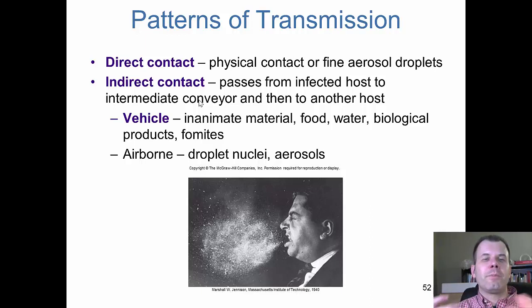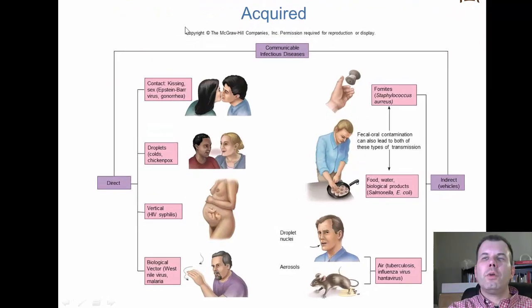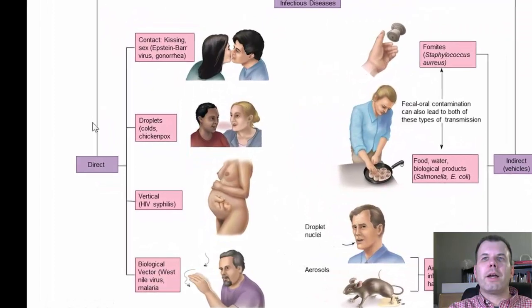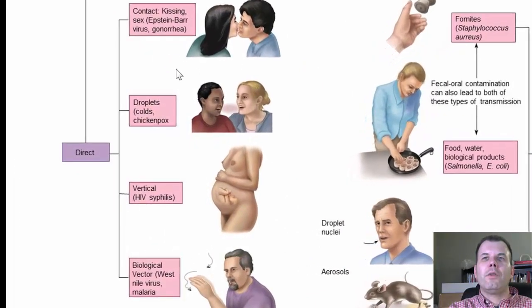So typically, it's direct if you have person to person breathing on one another, you get the direct or physical contact. Indirect is when it passes from the infected host indirectly. So again, touching something and then another person comes along, touches it, and then touches their face. Okay, those are indirect contact that way. Okay. So how do we get communicable diseases? Again, you can see the direct contact. This would be either through kissing, through droplets, like this person breathing on this person. So that's how one gets spread.